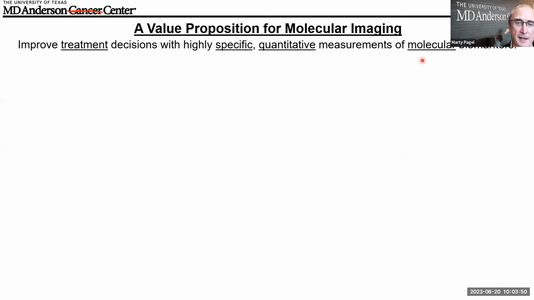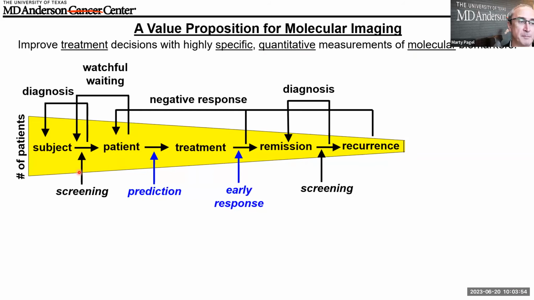And I'd like to highlight that with just two schematics here. There are many people on Earth, right? And yet not all people are patients until they're initially diagnosed and they undergo treatment, hopefully remission and hopefully not recurrence. And so I really think that there is an opportunity for molecular imaging mainly to predict whether a treatment will work just prior to applying that treatment and also early response after that treatment.